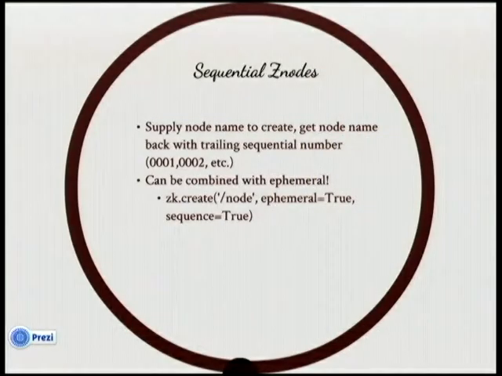The other important one when we want to make larger or higher level primitives on top of Zookeeper is sequential Z-nodes. You get to supply a node name when you create a node, and you get back the same node name that you had, except it appends some information on the end of it. It tells you what the sequence number is of your node.